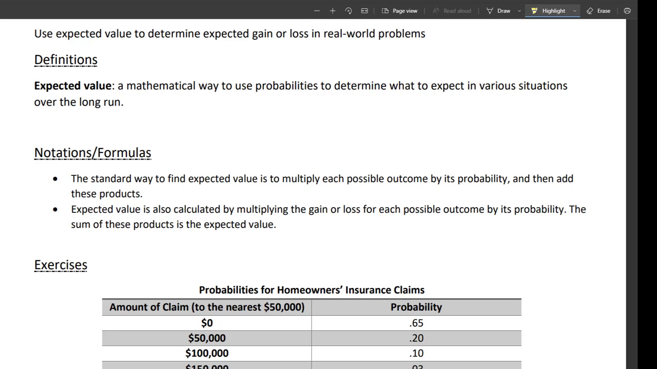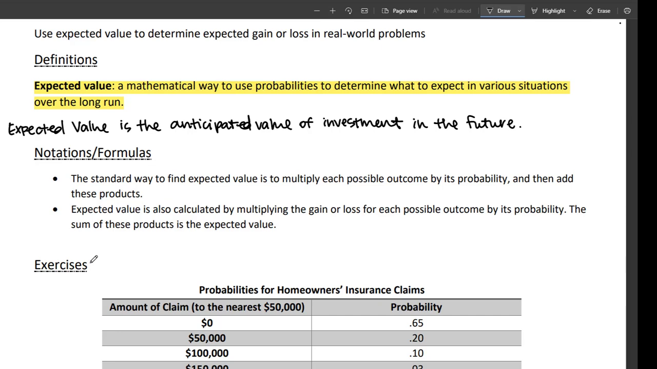In this video, we are going to use expected value to determine expected gain or loss in real-world problems. So expected value is a mathematical way to use probabilities to determine what to expect in various situations over the long run. Expected value is the anticipated value of investment in the future.